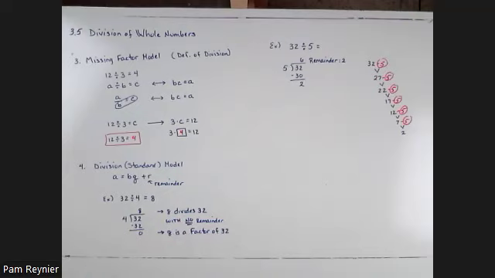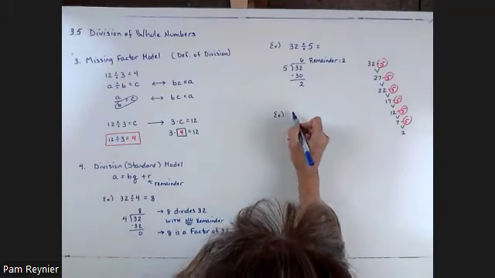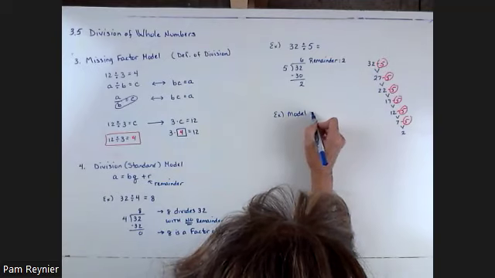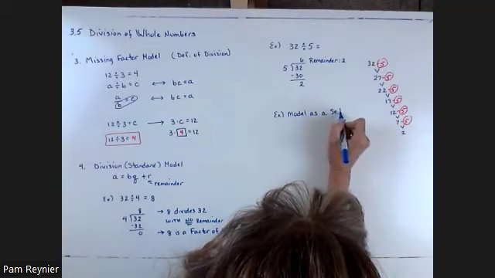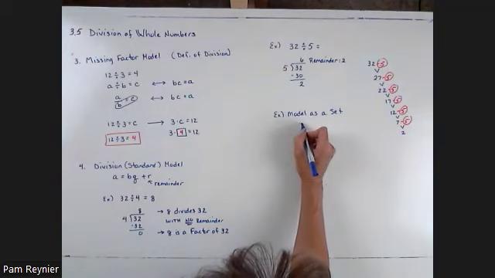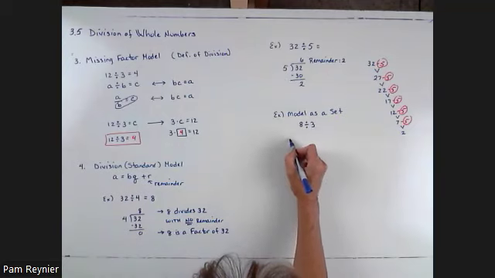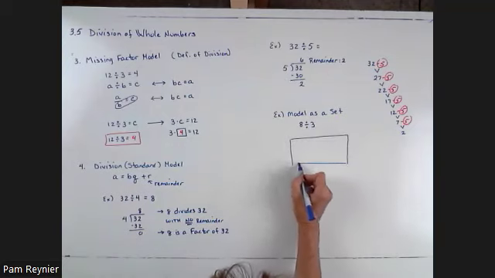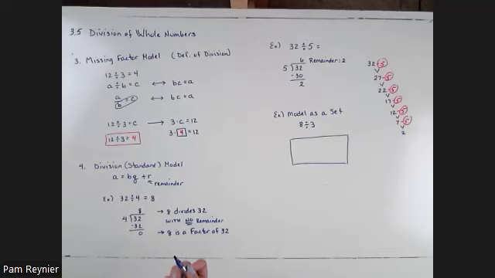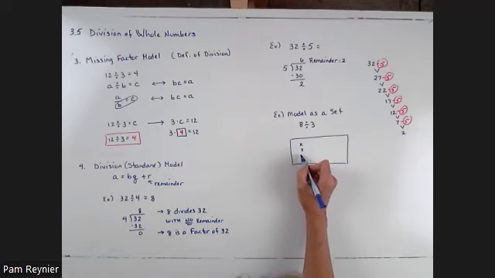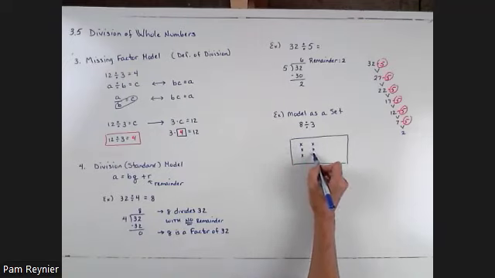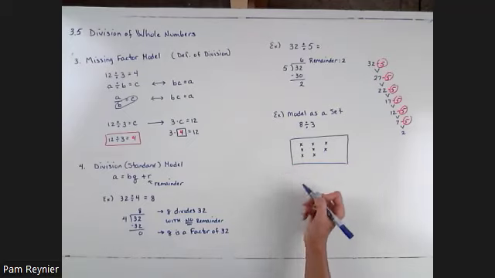Now, some students might prefer looking at it as a set. So I'm going to model as a set. Instead of having to come up with 32 elements, let's change this problem to 8 divided by 3. So if I start with some set, this time I'm going to put it in a rectangle instead of an oval. And I have 8 elements. 1, 2, 3, 4, 5, 6, 7, 8.